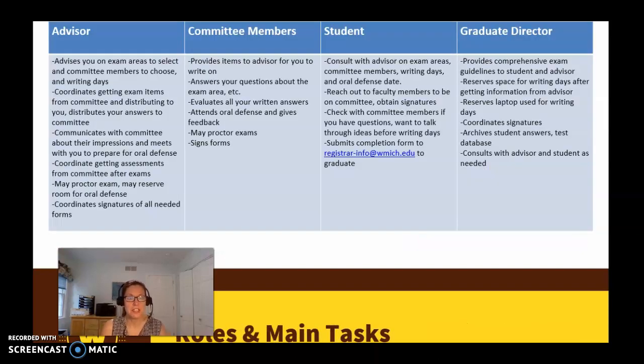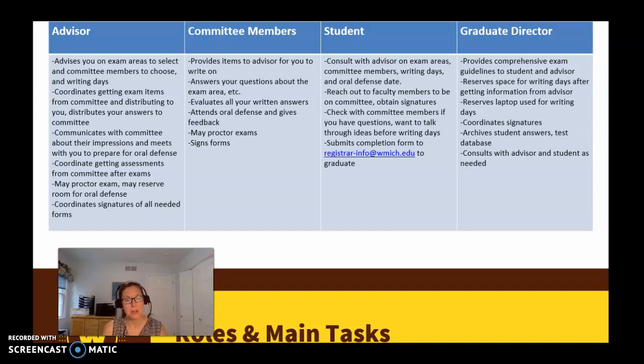So this is a fairly text-heavy slide, and I won't go through all of it, but one of the questions that often comes up is who does what and when during the comprehensive exam process. So in general, you and your advisor are going to be doing most of the heavy lifting in your comprehensive exam semester, and your committee members will be there to assist.